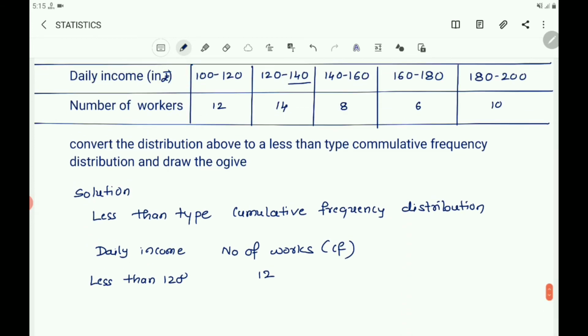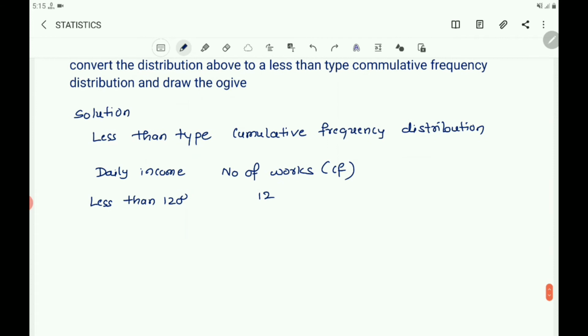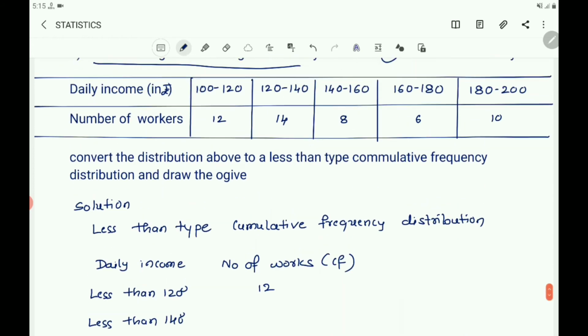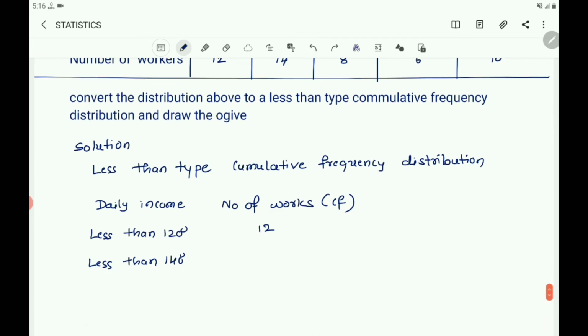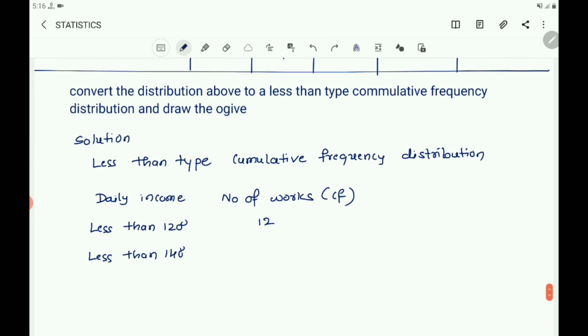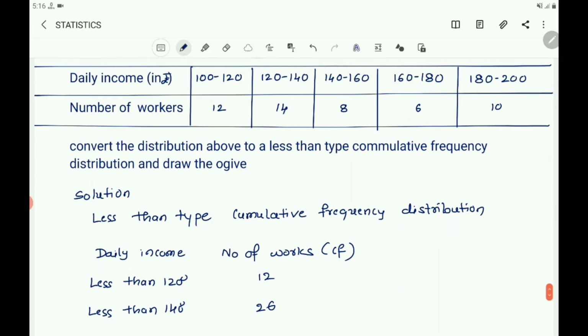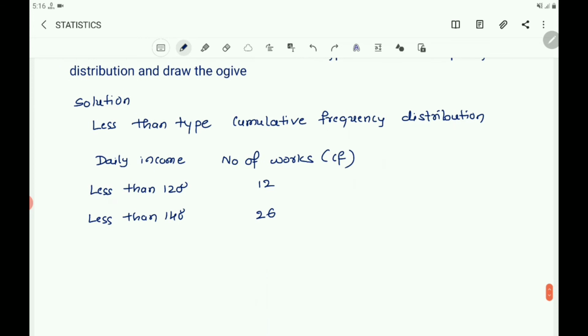Next, less than 140. Less than 140 means here you have to take the sum of these two, that is 12 plus 14. 12 plus 14 is 26. Up to less than 140 means 12 plus 14, which is 26.